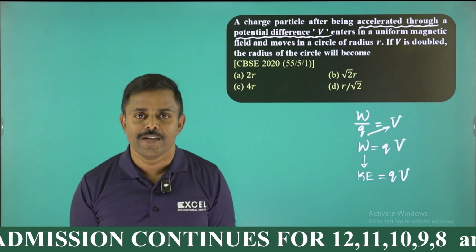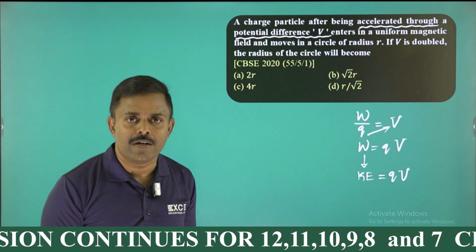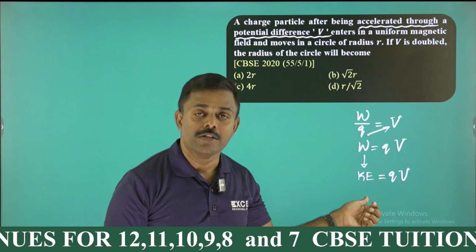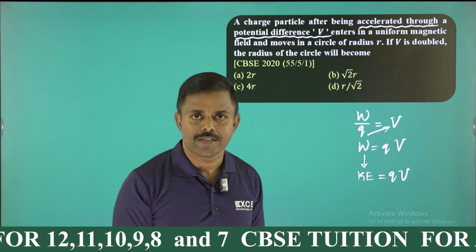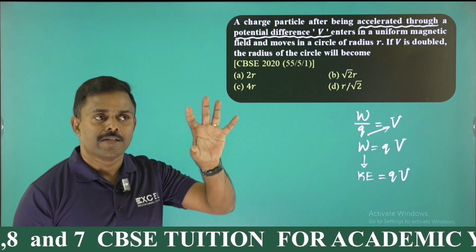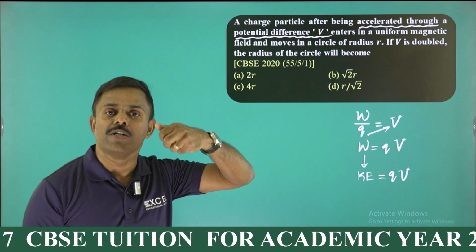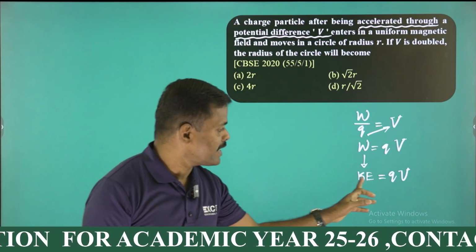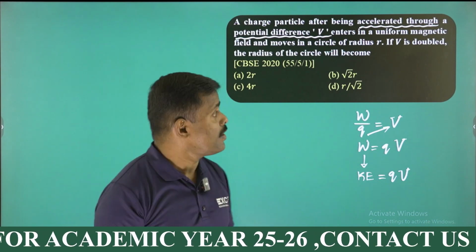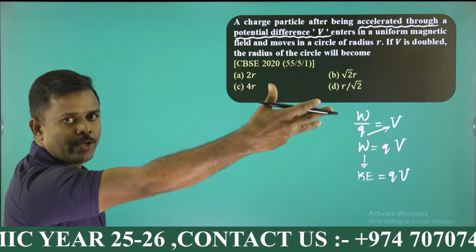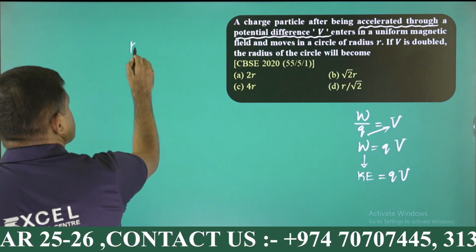Like I said before, imagine you are standing in the middle of a road and a car hits you. Your kinetic energy is same as the work done by the car. Correct? Or when a batsman hits a ball, the kinetic energy of the ball is the work done by the batsman. So kinetic energy is equal to qV. Alright. And there's a uniform magnetic field. It's about entering a uniform magnetic field. What is kinetic energy equation?